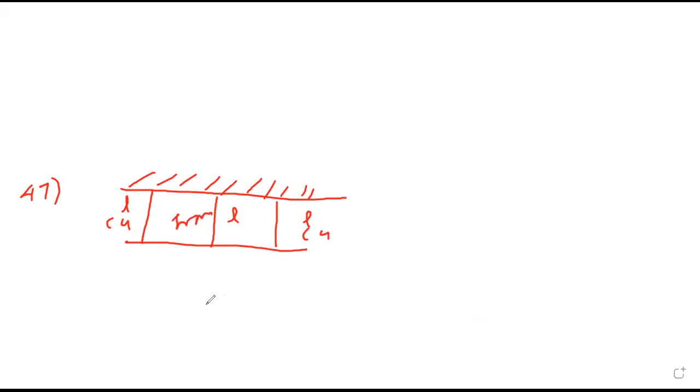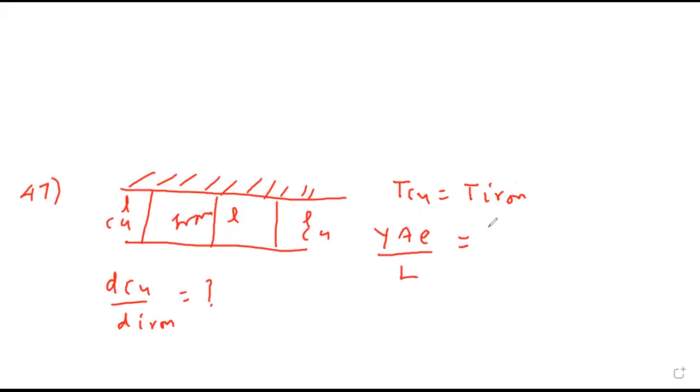What is ratio of their diameter? That means diameter of copper to diameter of iron we want. If each wire will have same tension, so T of copper is same as T of iron. F is YA elongation upon original length.